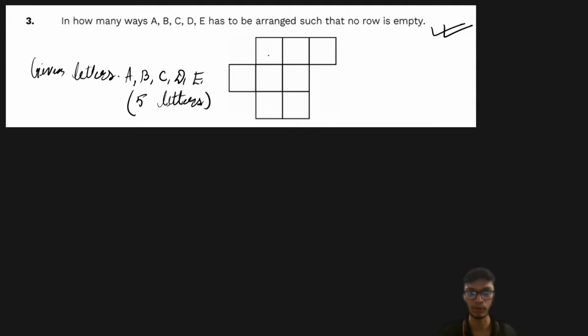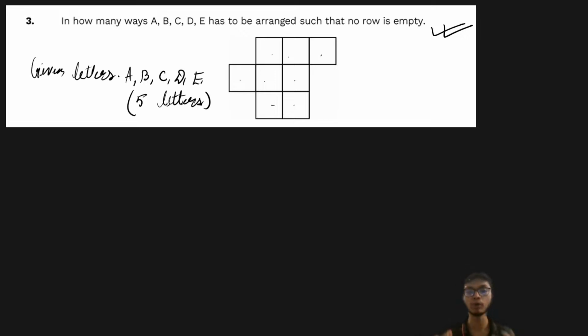And if you look at the grids over here, there are a total of 1, 2, 3, 4, 5, 6, 7 and 8. There are a total of 5 letters and 8 grid locations or grid squares, right? Now I have to arrange these 5 letters in these 8 places such that no row is remaining empty.